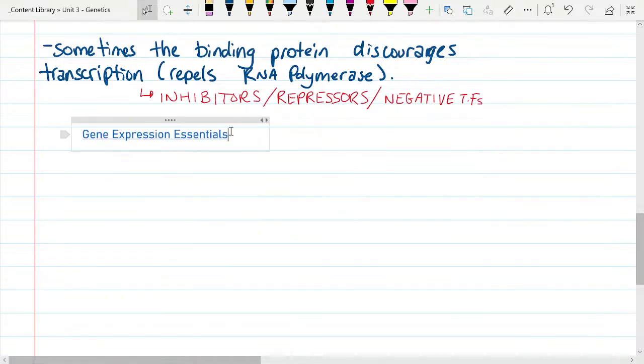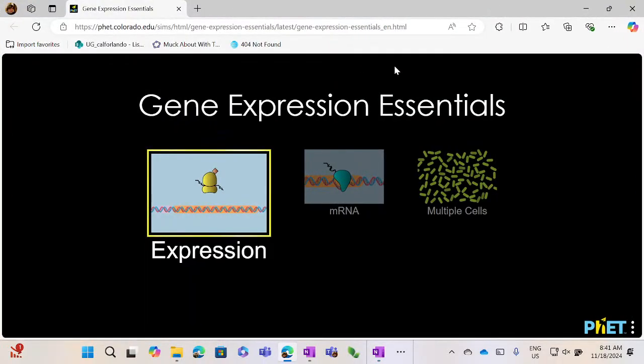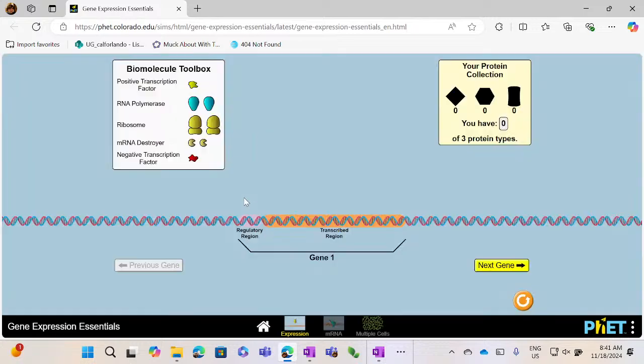Okay, so we're gonna go here to this PhET simulator, and I want to take a look here at this bit on gene expression. Does that make sense? So let's take a look, and this actually shows the basic idea, where we have a gene here, and this is what we call the transcribed region, i.e. this is the portion of the gene that is going to actually get transcribed, right? And this is what we call the regulatory region. Does that make sense?